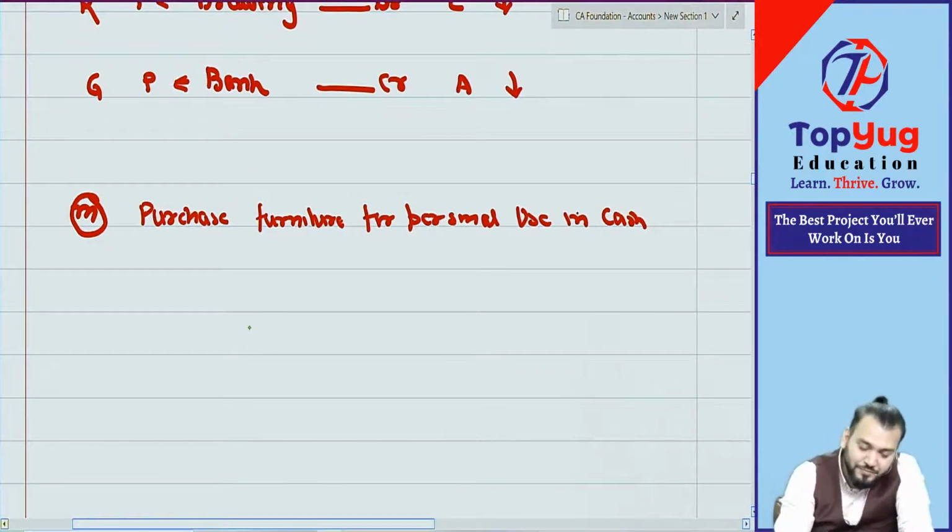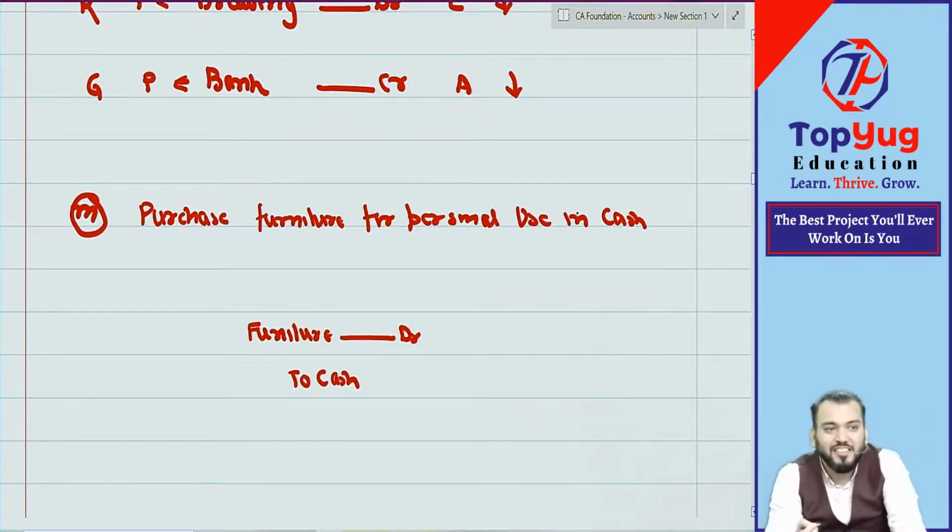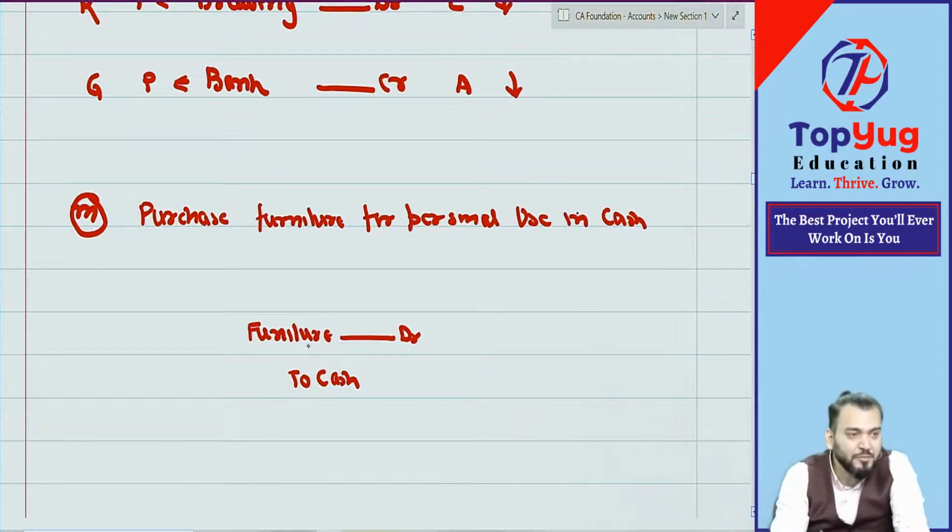Furniture account debit. Furniture account debit to cash. How many of you have done this? Any other journal entry? You have done some. You are saying furniture will not come. Instead of furniture, what will come? Your journal entries, what did you say?